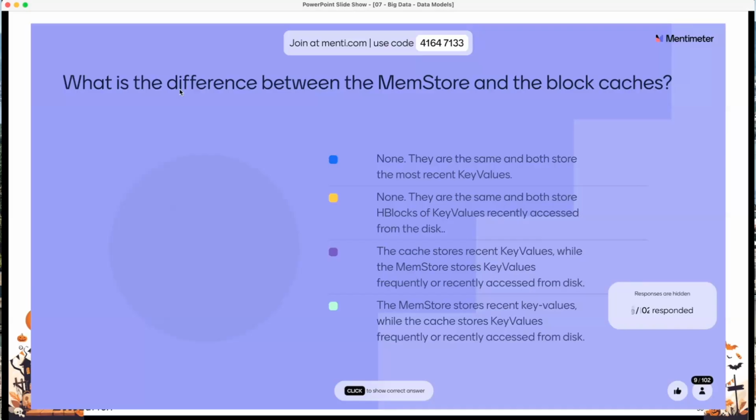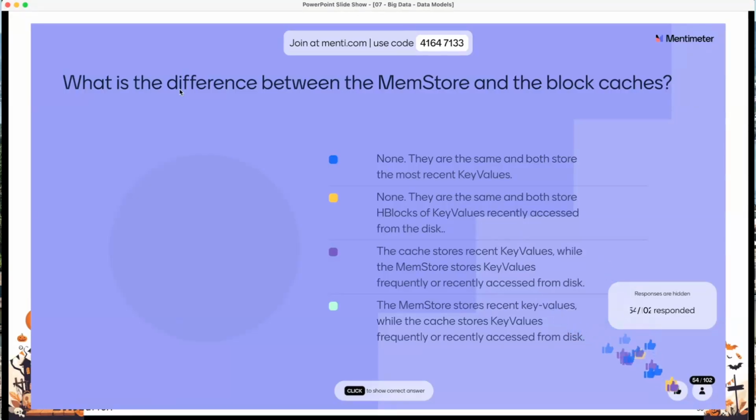Answer number 1: not at all. There's no difference at all. This is exactly the same thing; the mem store is a block cache. The first one says they are the same and they store the most recent key values. The second one says they're slightly different: they both store HFile blocks of key values that were recently accessed from the disk.